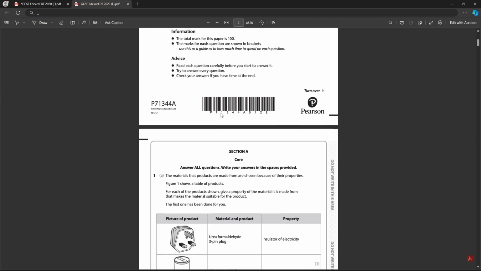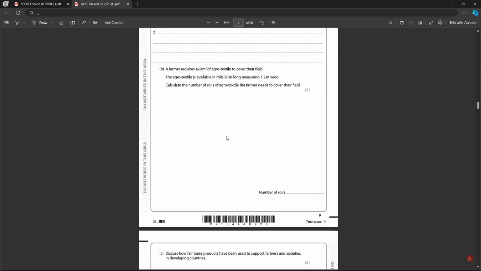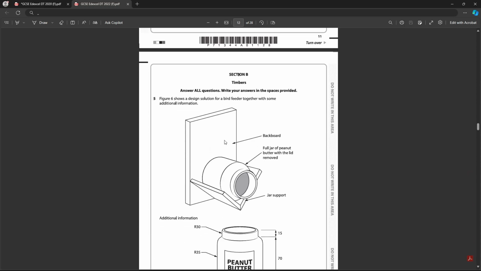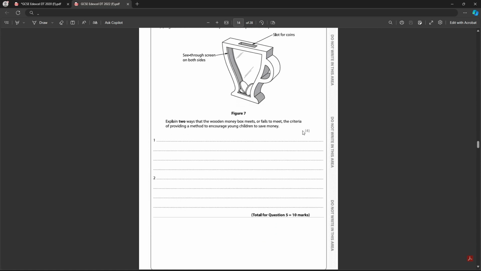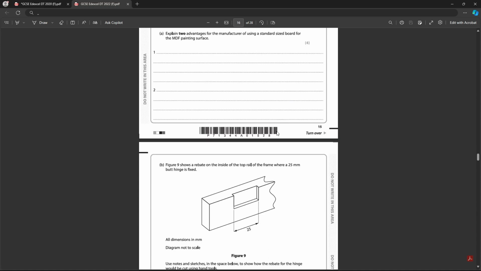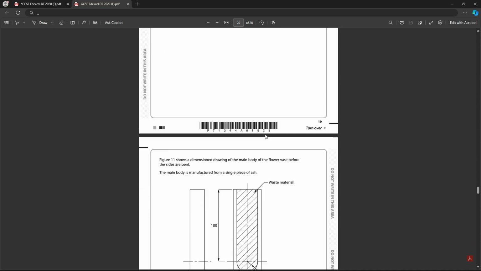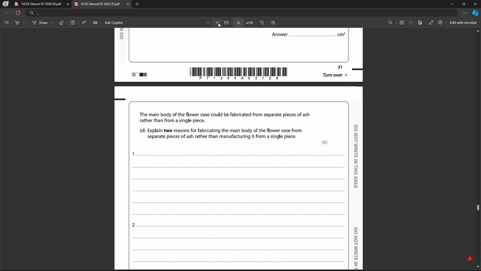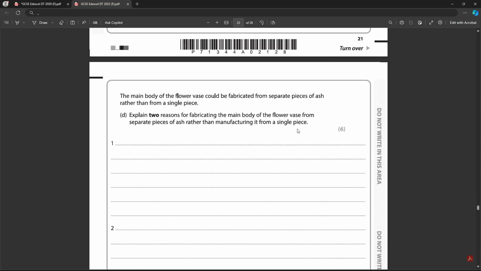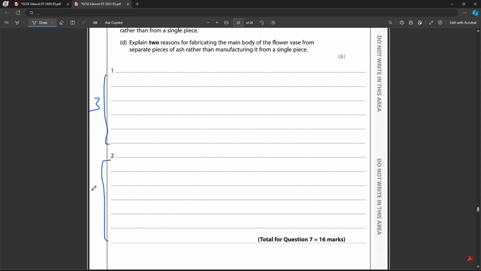Let's have a look at the 2022 paper and find probably a 6-mark explanation question and follow the same steps for that one as well. So I'm just looking for a 4-mark drawing question there. Okay, here is a 6-mark explanation question. So giving 2 reasons, this time each one is worth 3 marks. Each one of these is now going to be 3 marks instead of just 2.